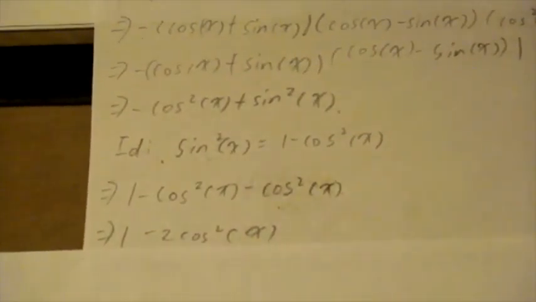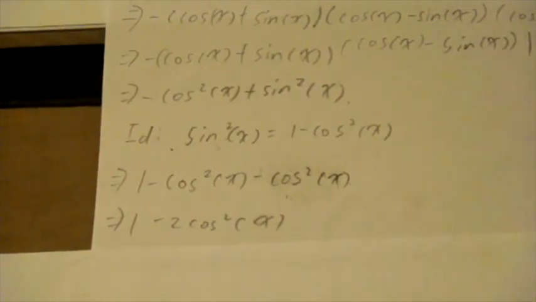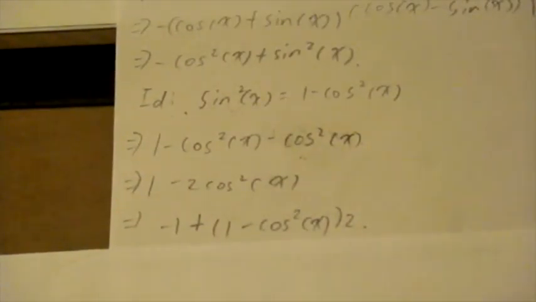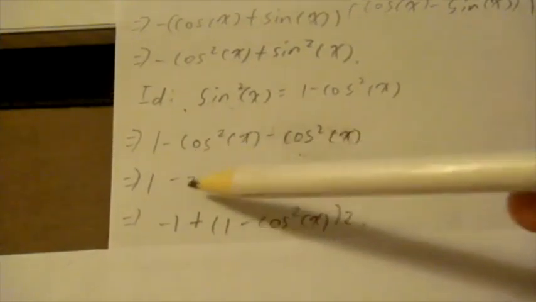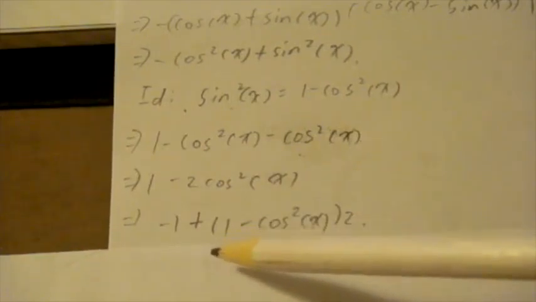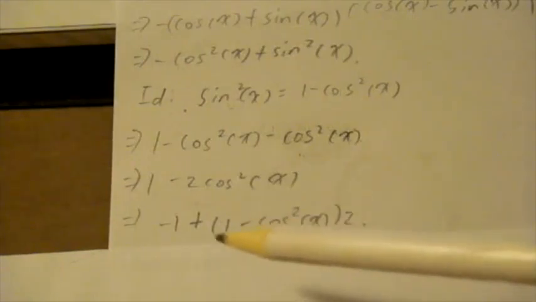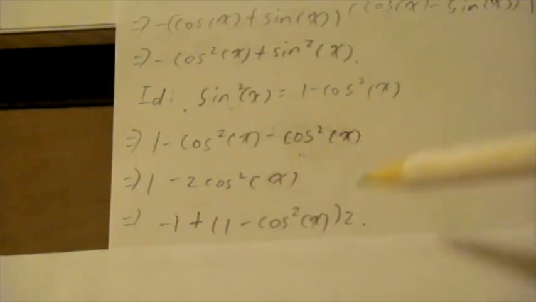It will become 1 minus 2 cosine squared x, and then we use our algebra skill, take the 2 out of this one, and the negative sign. Why? You guys will know pretty soon. So it becomes negative 1 plus, open parentheses, 1 minus cosine squared x, close parentheses, times 2. Why am I going to do this? Because we're going to use our next identity.